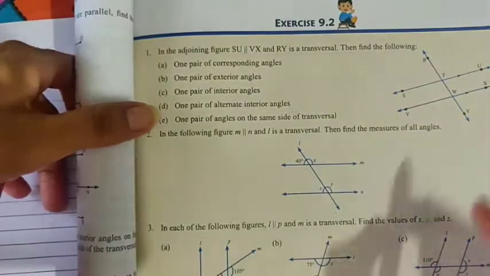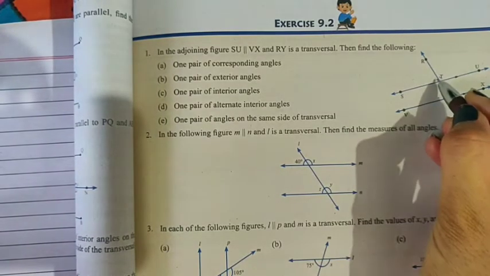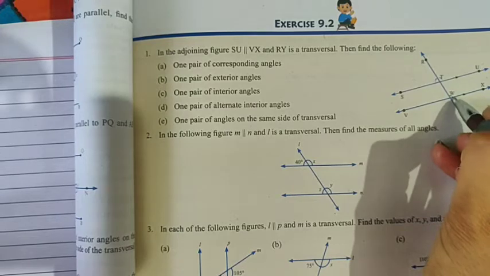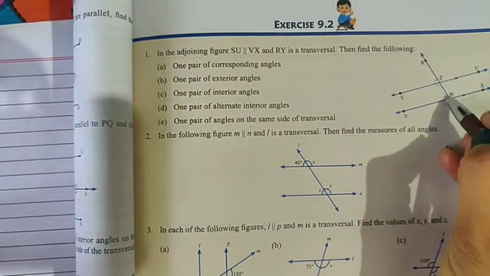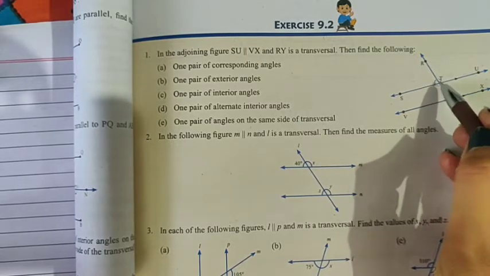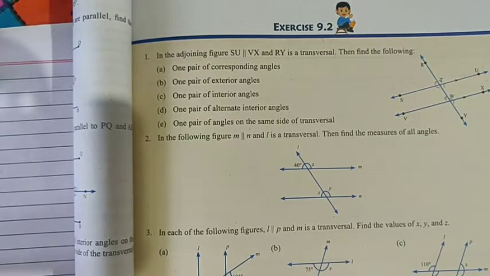One pair of corresponding angles. This angle and this angle are corresponding angles. One pair of exterior angles. This angle and this angle are also exterior angles, and these angles are interior angles, and these angles are alternate interior angles. So you can do this from your theory.